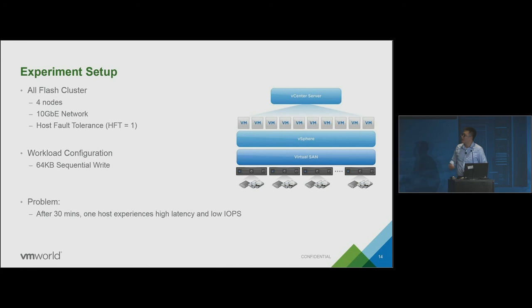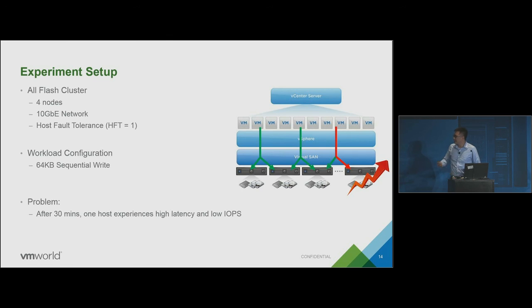In this example, we set up an all-flash cluster with 4 hosts. Those hosts are connected to a 10 gigabit Ethernet network. And by default, Virtual SAN has the host fault tolerance feature enabled, HFT equals 1. That basically means for each data block in the cluster, there will be a replica. So the write I/O coming from the VM will have to go to 2 places in the cluster. So inevitably, one of the I/Os will travel through the network. Right? So the workload we use here is a sequential write, 64 kilobyte I/O size. It can somewhat mimic the VM clone operation.